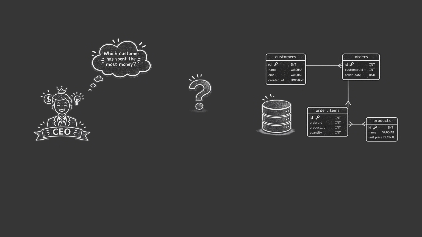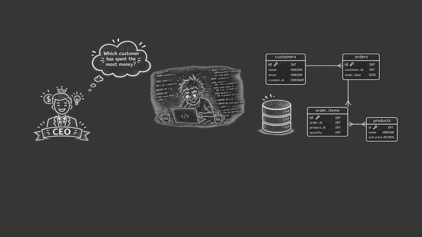Imagine we have a database containing customers, their orders, and the total value of each order. Even though all necessary information already exists, we cannot simply ask which customer has spent the most money. Unless someone has previously implemented the corresponding SQL query, the system has no way to answer that question. And this is the fundamental limitation of traditional applications. They can only answer questions that developers anticipated in advance.